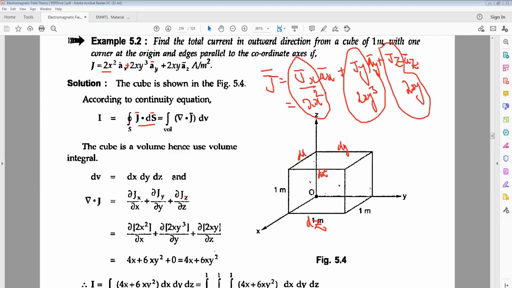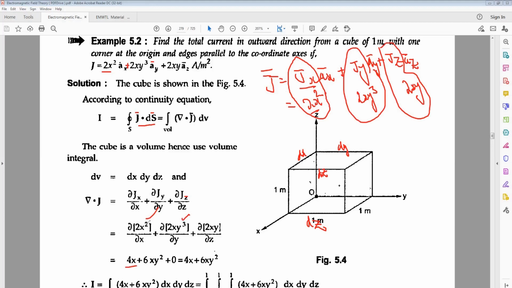These are the coefficients of ax, ay, and az. Apply here ∂/∂x of 2x², ∂/∂y of 2xy³, and ∂/∂z of 2xy. So in the first equation, it is with respect to x.